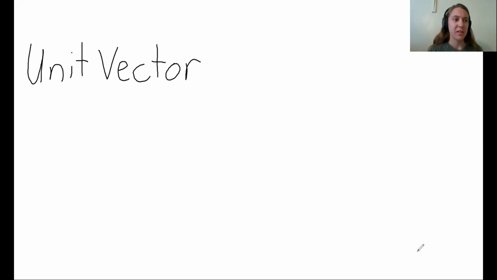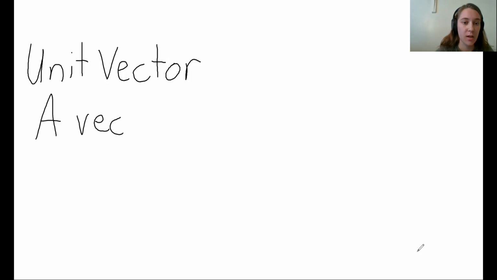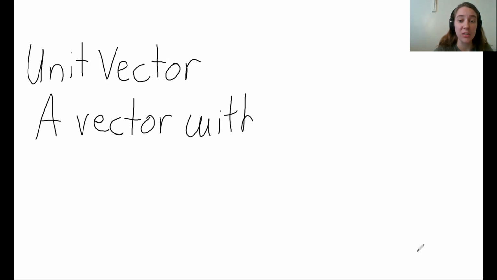What comes to my mind is measurements, measuring my room with feet. Feet is a unit of measurement. So like 1 foot would be that unit measurement, or 1 inch, 1 yard. Also comes to mind is the unit circle, a circle with a radius of 1. And so the definition of a unit vector is a vector with a magnitude of 1.